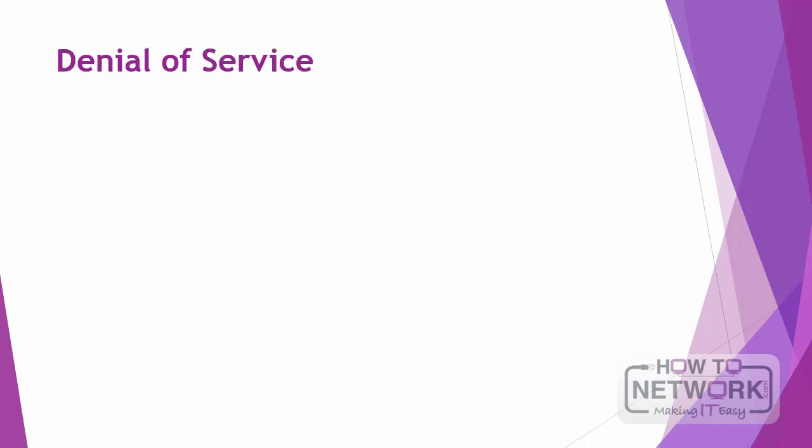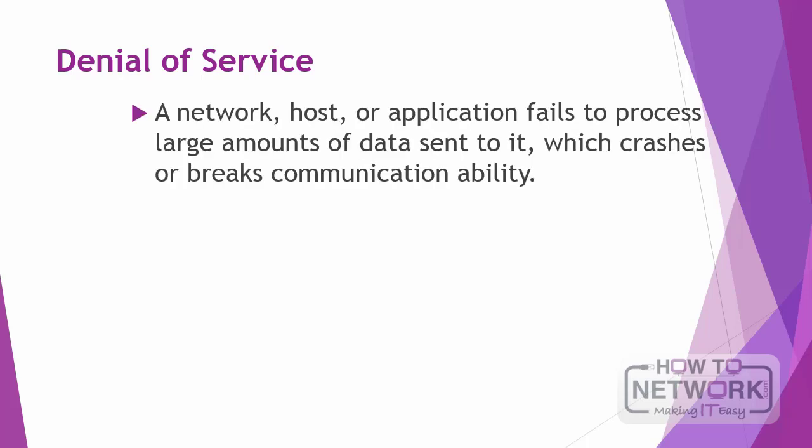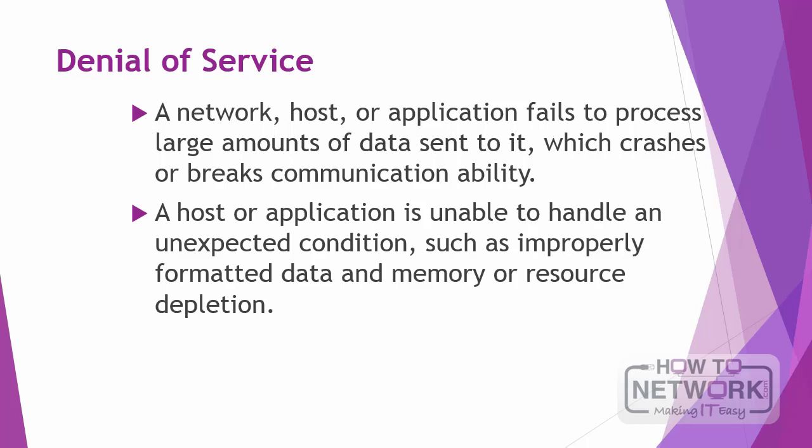Next, let's talk about loss of availability or denial of service. DoS attacks try to block or deny access to impact the availability of network services. Here are some common failure points due to DDoS attacks. A network device, a host, or an application fails to process large amounts of data sent to it that then crashes or breaks communication ability for that device. A host or application is unable to handle an unexpected condition that was sent to it, and therefore there's resource depletion or failure. And nearly all DoS attacks are carried out with spoofing or flooding methods.